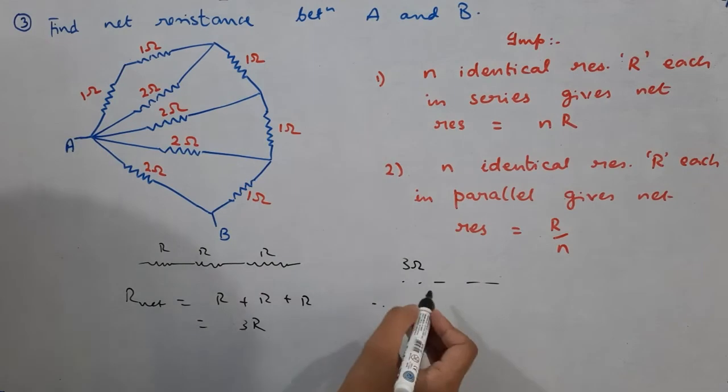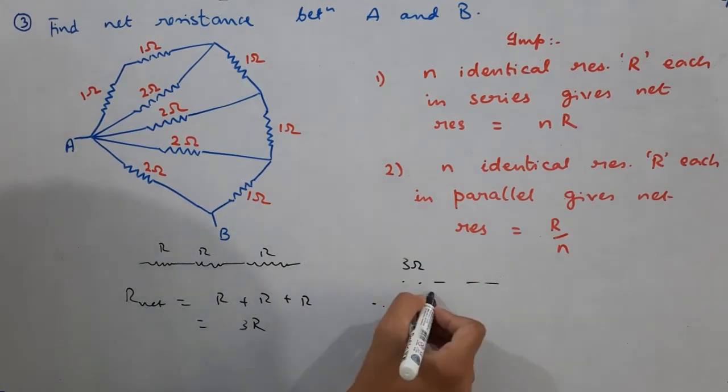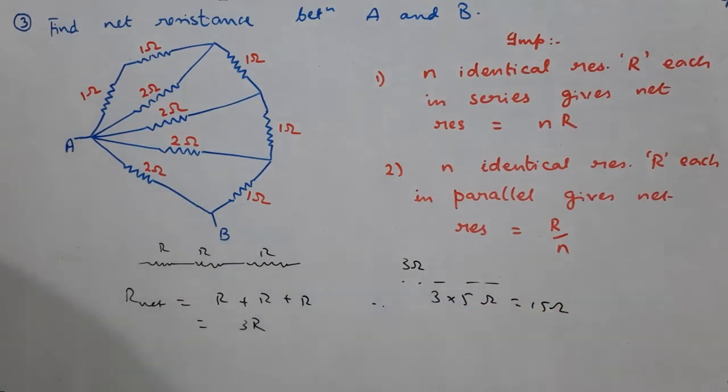What should be the net resistance? 3 plus 3 plus 3 plus 3 plus 3. 5 times you have to add. That means 3 into 5. That is how much? 15 ohm. So this is the meaning of the first statement on the board.